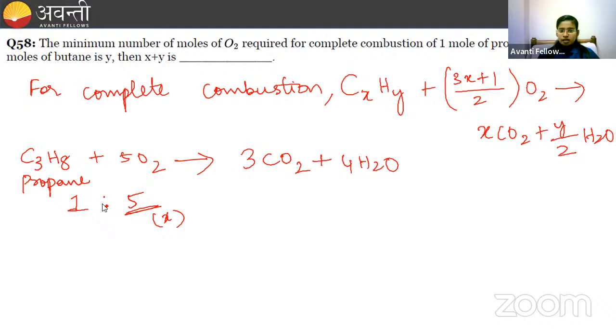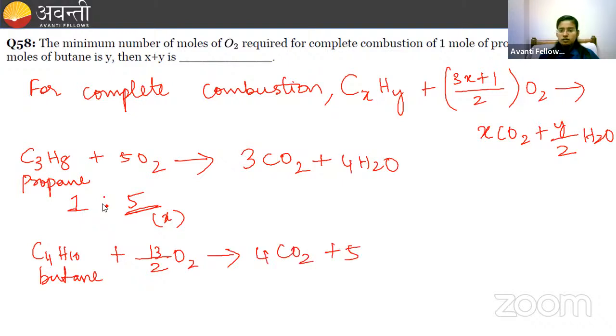Then coming to butane, C4H10 is butane. So for 1 mole of butane, 4 into 3 is 12, 12 plus 1 is 13. So we need 13 by 2 moles of oxygen to give 4 moles of carbon dioxide and 5 moles of water. Okay, so 1 mole of butane needs 13 by 2, which is nothing but 6.5 moles of oxygen. Now for 2 moles of butane, we need 6.5 into 2 moles of oxygen, right? Which is actually equal to 13.